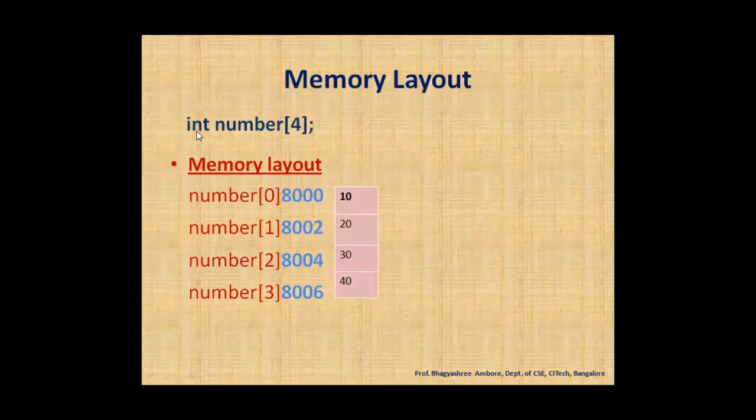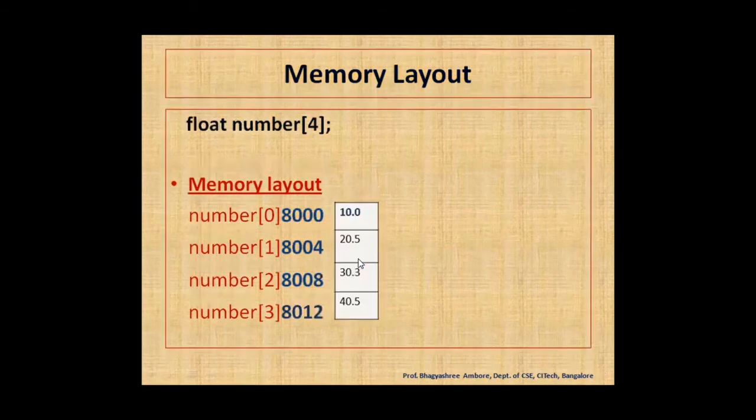For the declaration, integer number array of 4 elements, the name of the array is number. Now the starting address is 8000. The first element will be stored at 8000, the second element at 8000 plus 2, 8002, the third at 8002 plus 2, 8004, and the last element at 8006. Each time it will be incremented by 2 bytes, depending on how many bytes each value occupies. If it is integer, 2 bytes. If it is float, 4 bytes. Now we'll take another example.